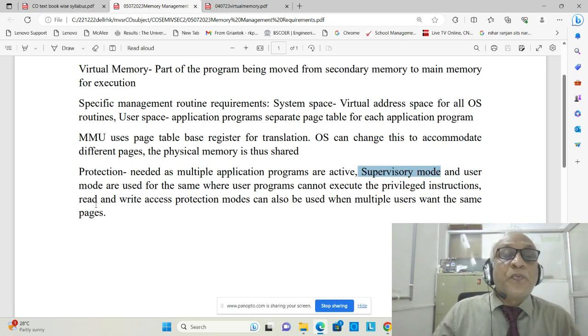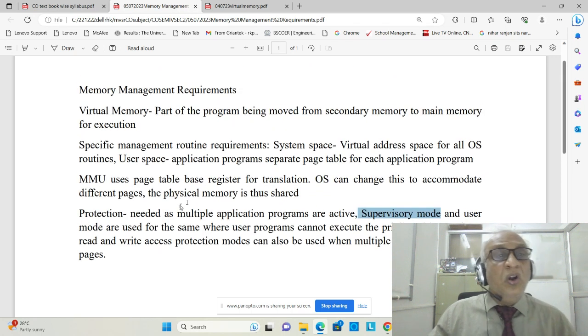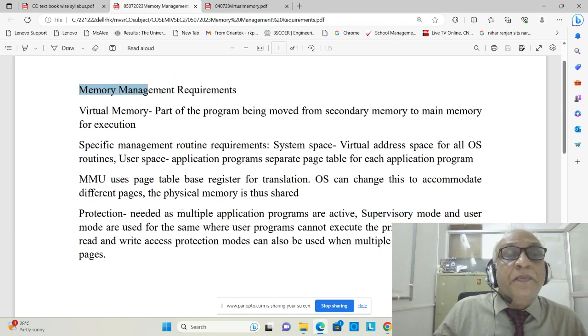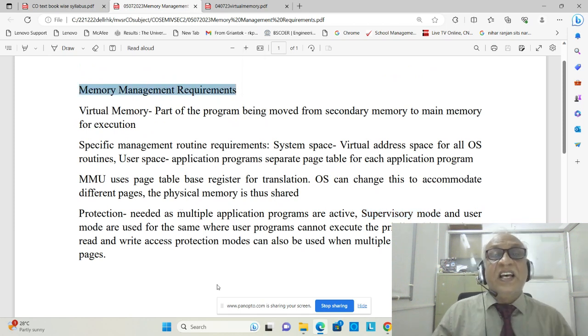The other kind of protection is read and write access protection modes. This is a small topic called memory management requirements covering these aspects. Hope you could connect with this.